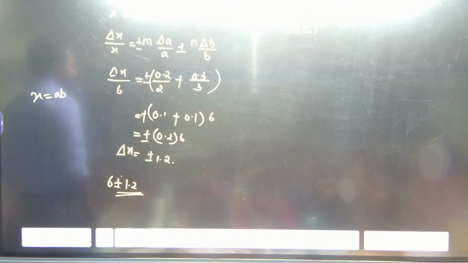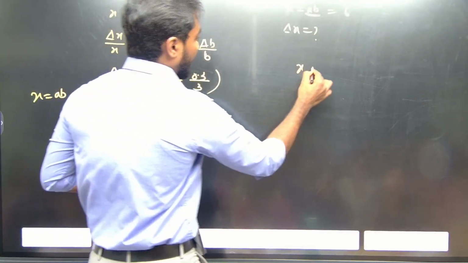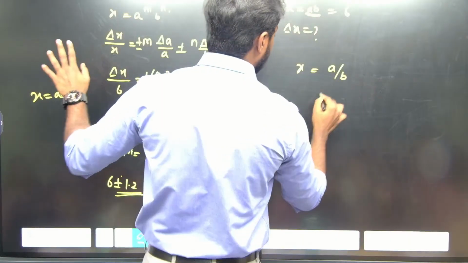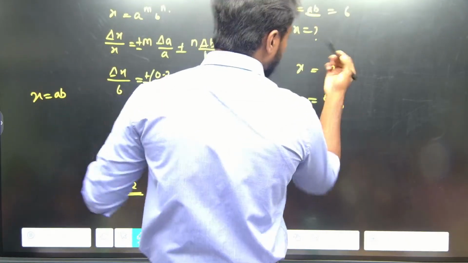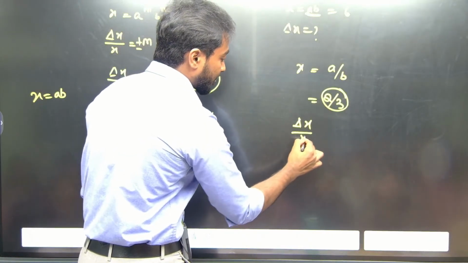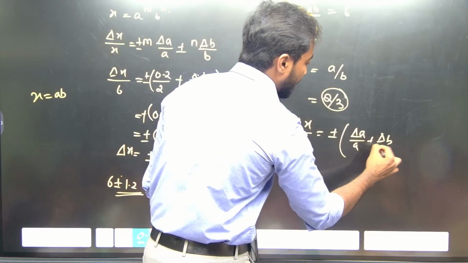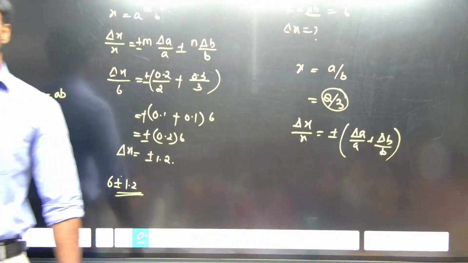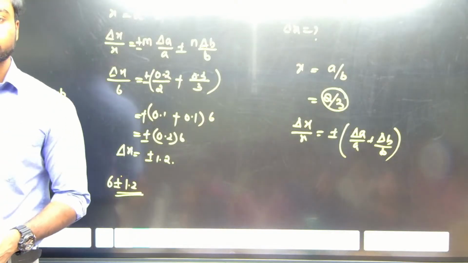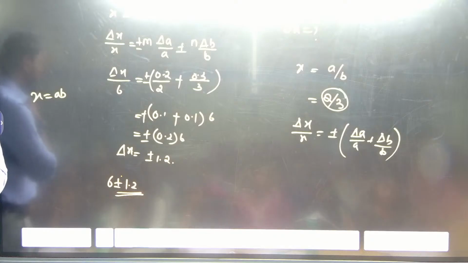If division is there, similar steps, what should I do? X is equal to a by b, in the sense, what is a? 2 and b is 3. I will keep this one as it is. The same formula, delta x by x is equal to plus or minus delta a by a plus delta b by b. That is it. Understood? Once you go through the steps, once you go through the problems, if any doubts are there, you can get clarified now itself for these two operations.